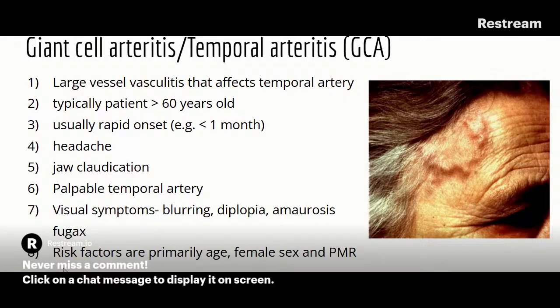Risk factors are primarily age and gender driven. Women tend to be affected more, and polymyalgia rheumatica. So if they have a history of polymyalgia rheumatica, they are quite likely to develop giant cell arteritis. If they have that girdle pain, stiffness in the morning, pain that's worse in the morning and gets better with exercise, think PMR, think GCA.